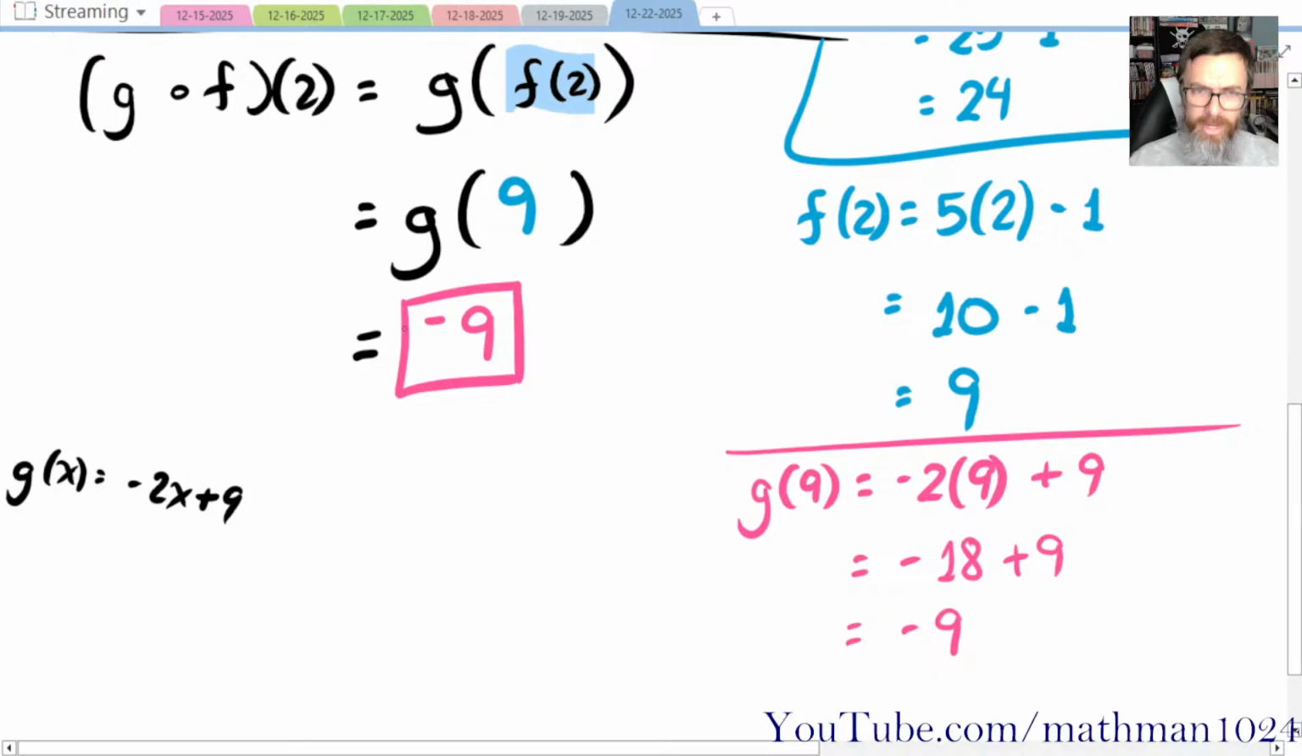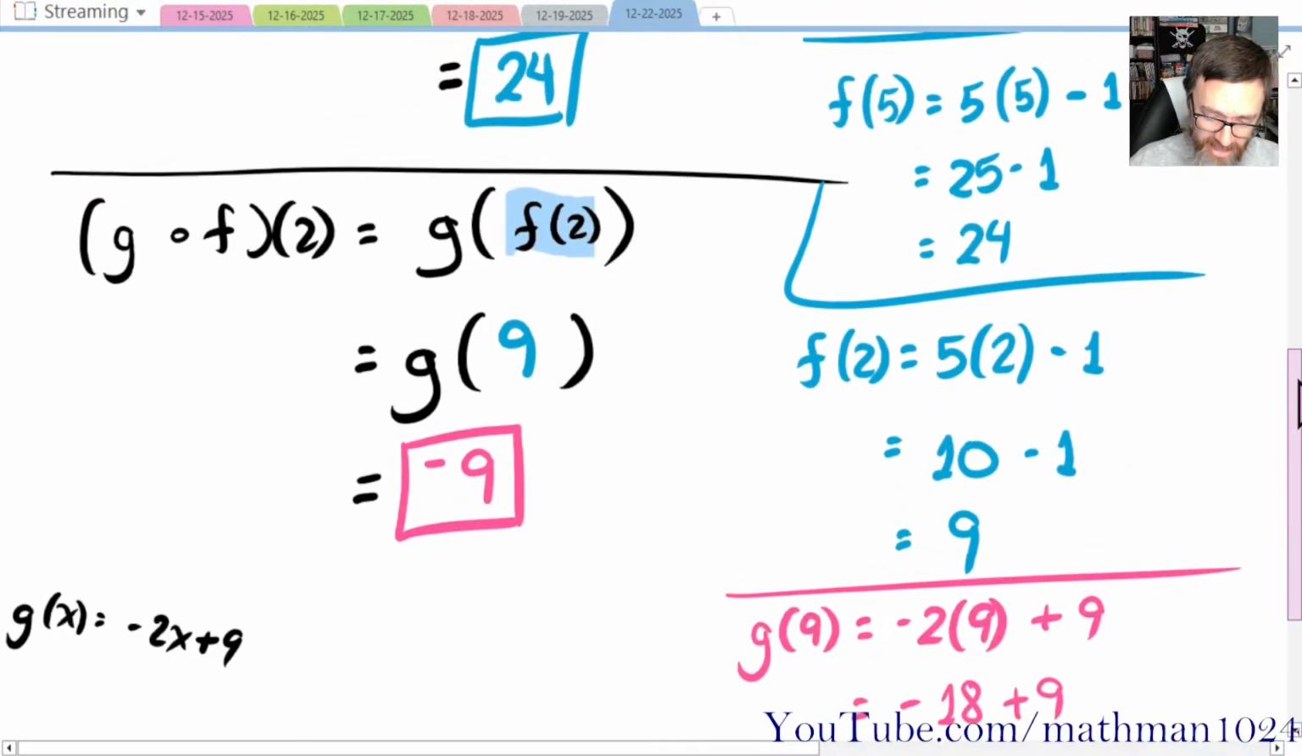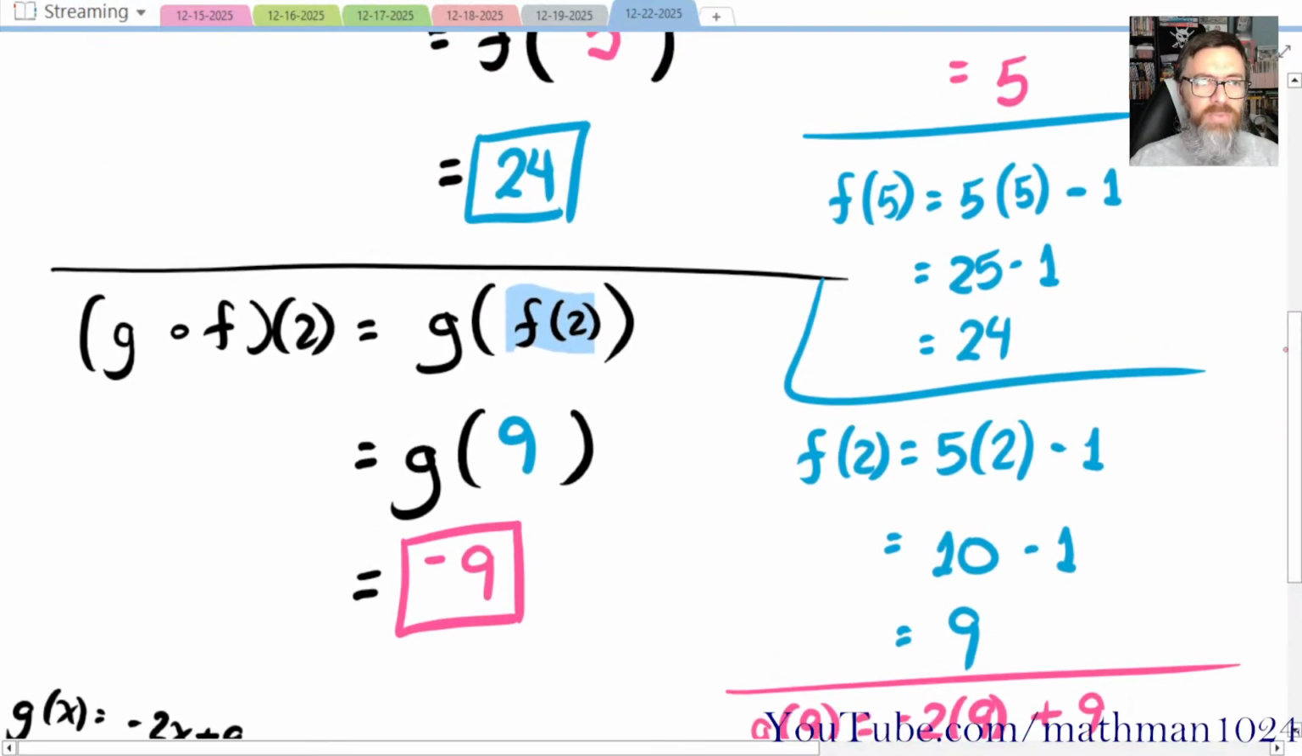So one way, we get -9. Another way, we got 24. So the order that we evaluate these functions in does matter because it's function composition.